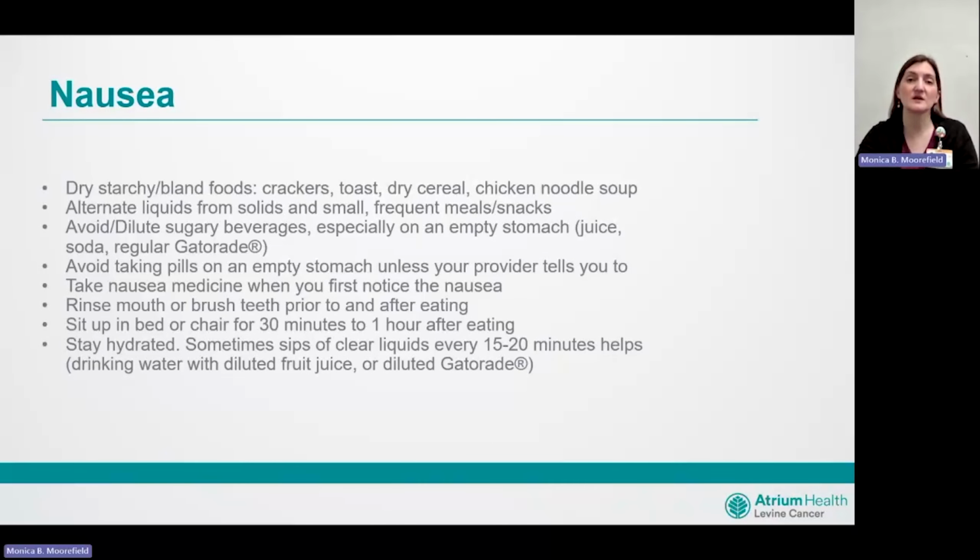If you're on any nausea medications, make sure you take it the first time you notice nausea, or if you're taking it scheduled, just keep it scheduled. Brushing your teeth or rinsing your mouth out before you eat or drink might be helpful. Make sure you're hydrated well. That can be tricky if you're nauseated. You might have trouble with hydrating, but make sure that dehydration is not causing your nausea. So try to sip on a clear liquid every 15 to 20 minutes.